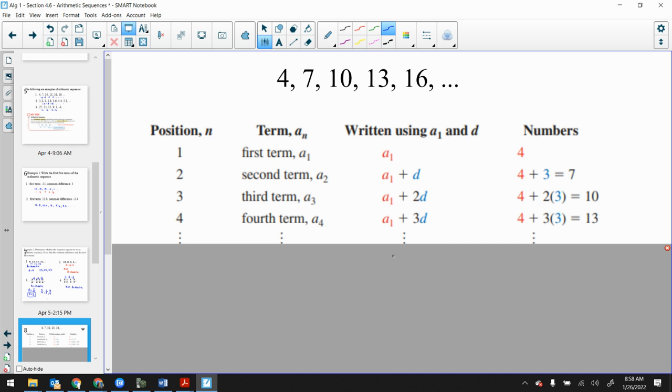So what's my rule? Well, think about this. If n is my position, how many sets of 3 did I add on in my fourth position? 3. How many sets of 3 did I add on for my third position? 2. How many sets of 3 did I add on my second position? How many sets of 3 did I add on my first position? 0. So what's the relationship between my position and how many sets of common difference do I add on? 1 less. 1 less than the position.